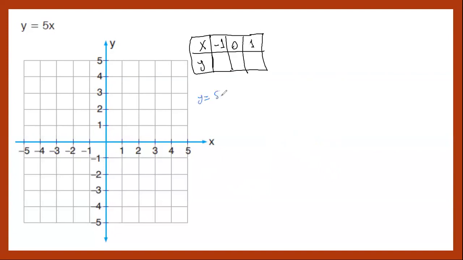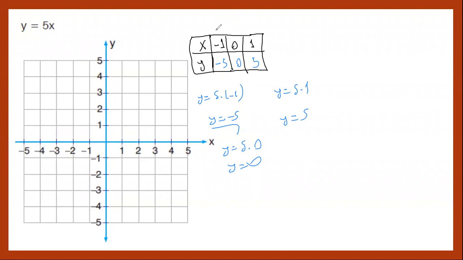y equals 5 times -1. y is going to be -5. Finished. That will be -5 right there. Then y equals 5 times 0. y equals 0. Put 0 there. y equals 5 times 1. y equals 5. Put 5 there. Done. There's another important one.